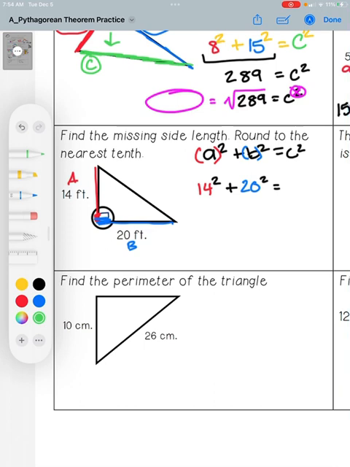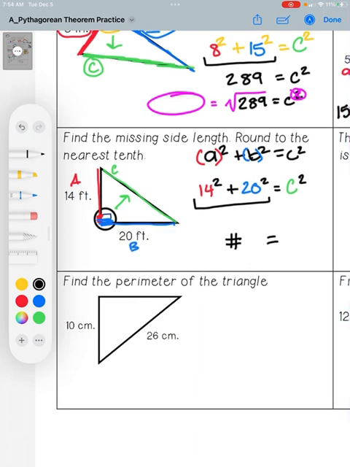Equals, hopefully the next side is missing, and also the hypotenuse. That is across from the right angle, it only sees it, so that is the hypotenuse. So this is c squared here. Okay, after that you are going to type in the 14 squared plus 20 squared, and you're gonna get a number here. Okay, that number is equal to c squared.